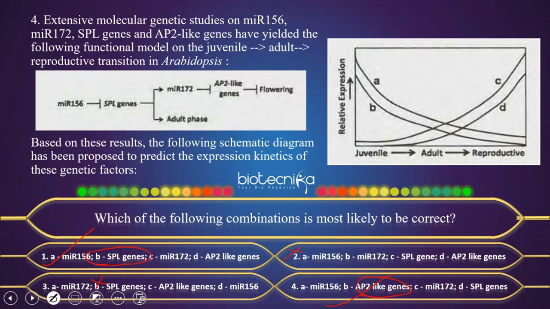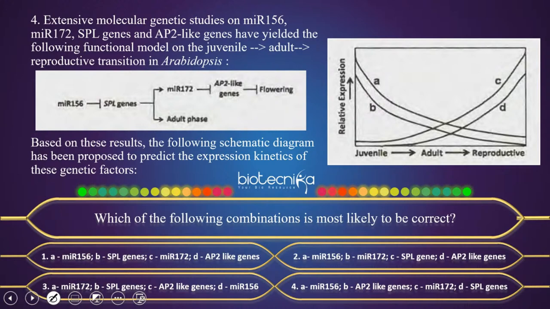Now, clearly you can see if MIR156 is present, it is inhibiting SPL genes. Right? It is inhibiting the SPL genes. So how can both of them be present at the same phase? Isn't it? Yes, that's right, Debanjan. Yeah, my option 4 was hidden for some reason. That's why I couldn't see it. Yes. So MIR156 inhibits the SPL gene. So how can they be present at the same time? Not possible. That is why this cannot be the answer.